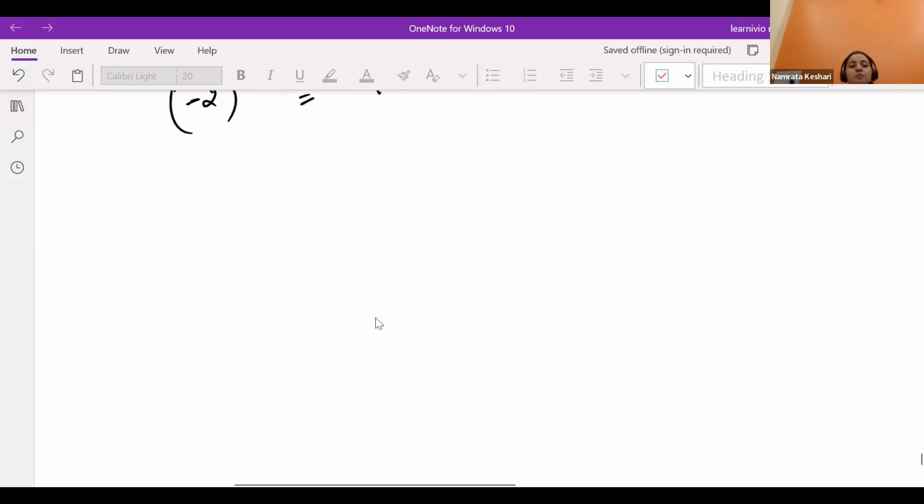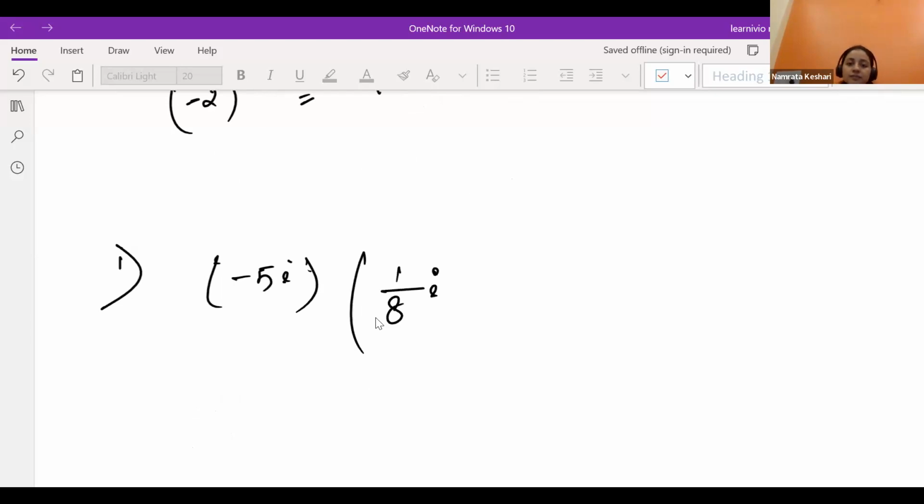Continue. We have to simplify these questions and write them in the form of A plus iB. Number 1 is minus 5 by 1 by 8 i. We need to do the multiplication first. It will be minus 5 i square by 8. i square is not plus 1. i square is minus 1.